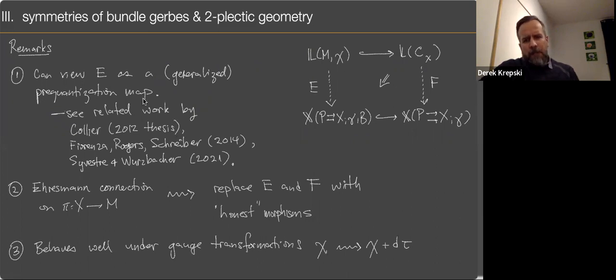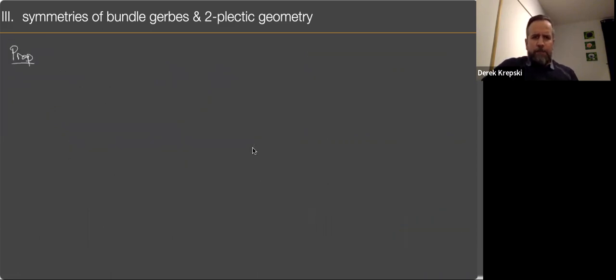And I guess the last thing I'll talk to you about today is that all this behaves roughly well with respect to these gauge transformations that I talked about a while back. This is where we change the three-curvature by an exact form d tau, where tau is a two-form on M, and of course the resulting change in the bundle gerbe would be a change to the curving. So let's just see how this goes here.